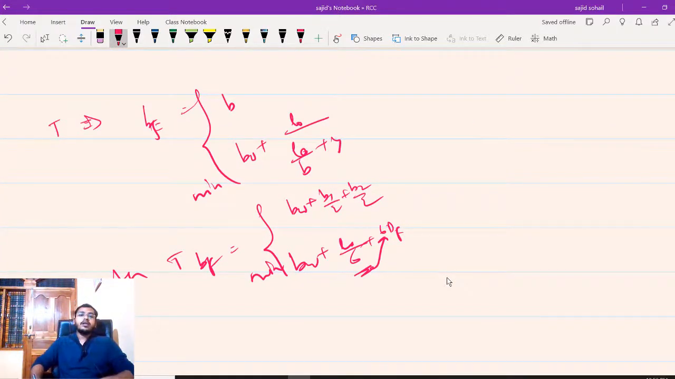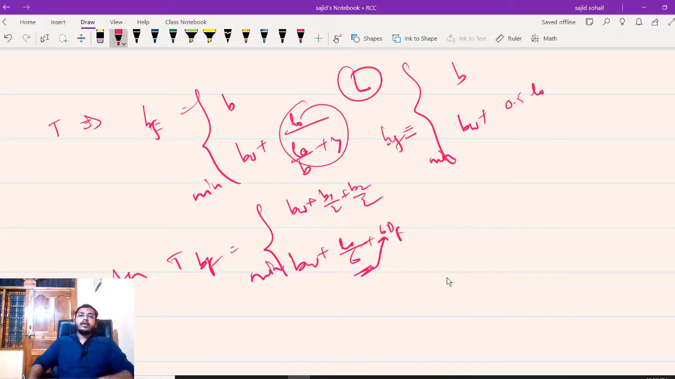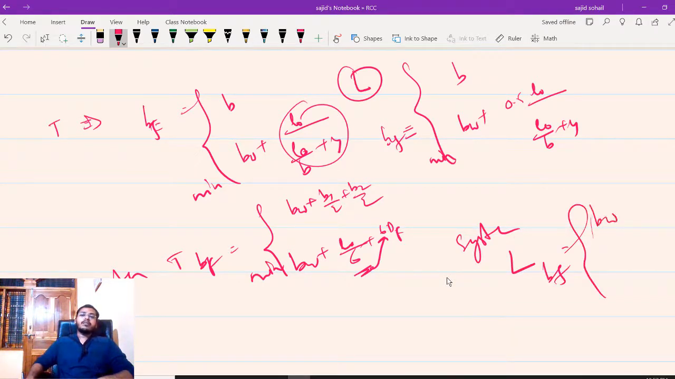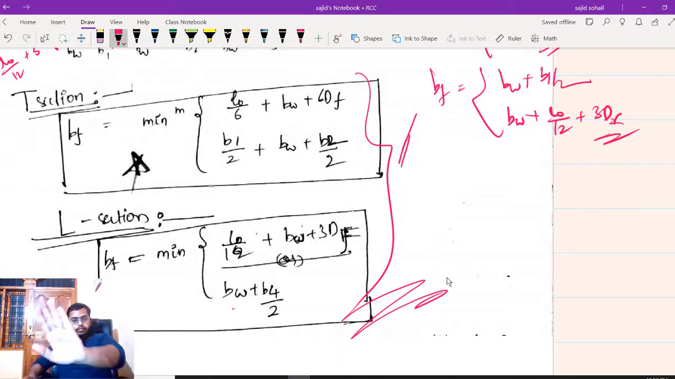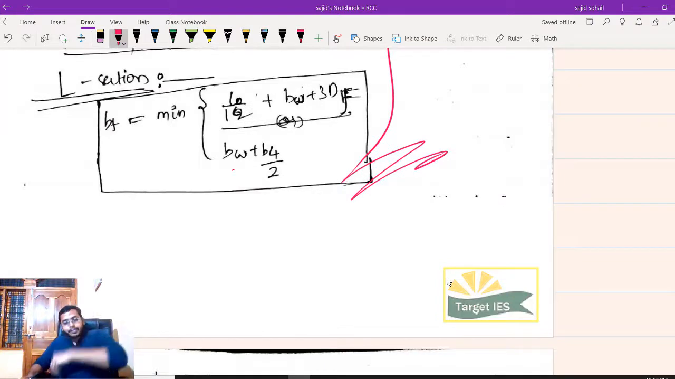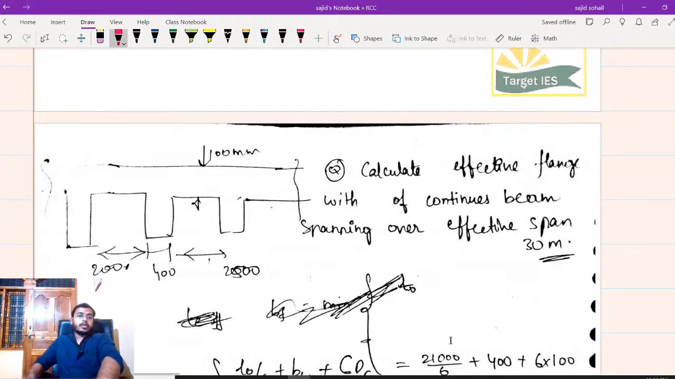Similarly, if you want to write for L, what is it? It is minimum of B for individual L. कितना रहेगा? BF is equal to minimum of B or BW plus इसमें का आधा पार्ट रहेगा. So 0.5 L0 by 6 plus 4. If you are talking about system, my L BF कितना रहेगा? It will be obviously BW plus remaining B1 by 2, right? I hope it is very clear. Or BW plus L0 by 12 plus 3df. So if you remember this, more than enough. Short question. Okay. Definitely 2 marks आपके जेब में है in your ESC as well as SSC. Okay. So now let us solve one question so that you will be more than perfect.